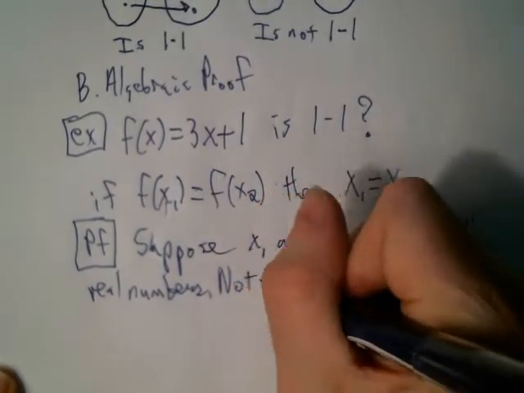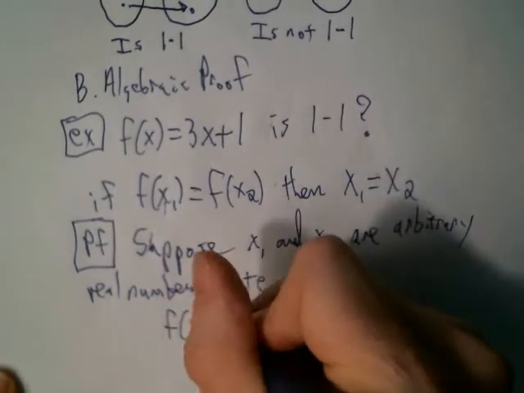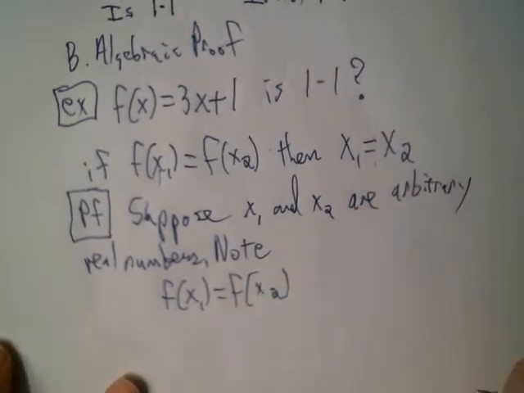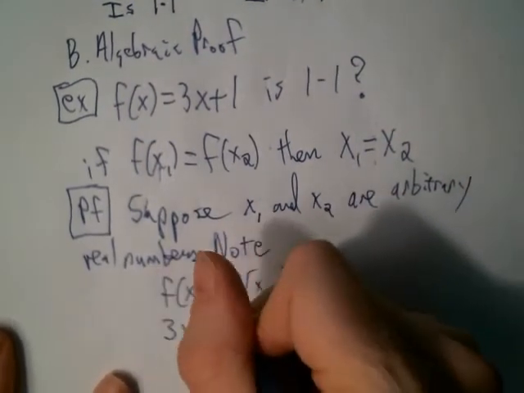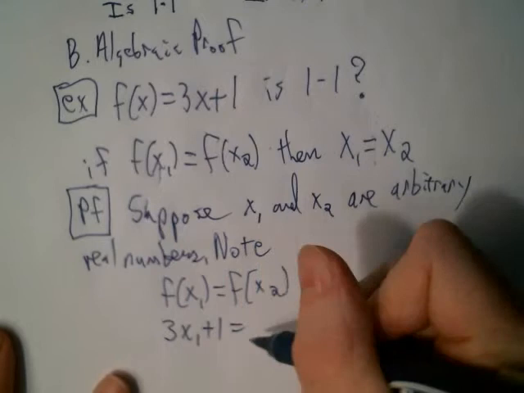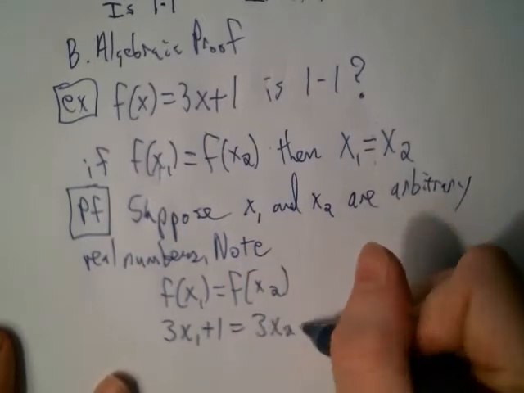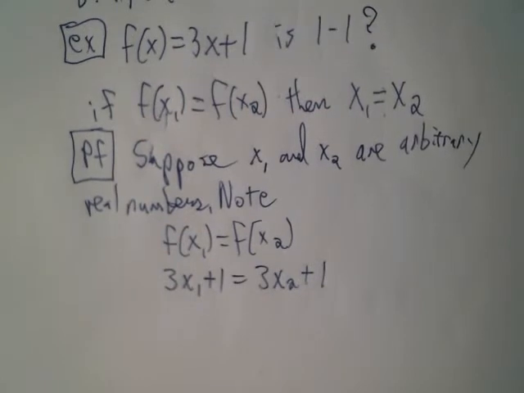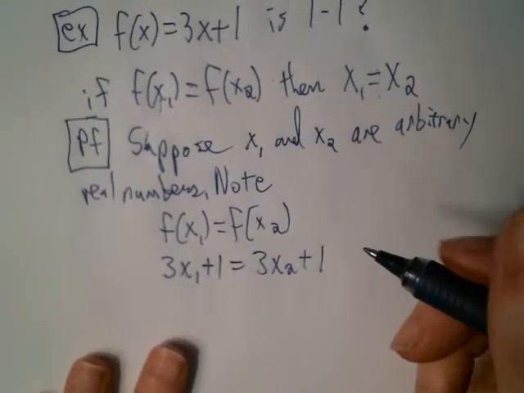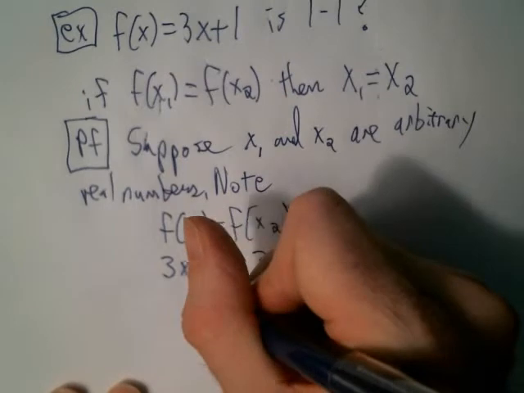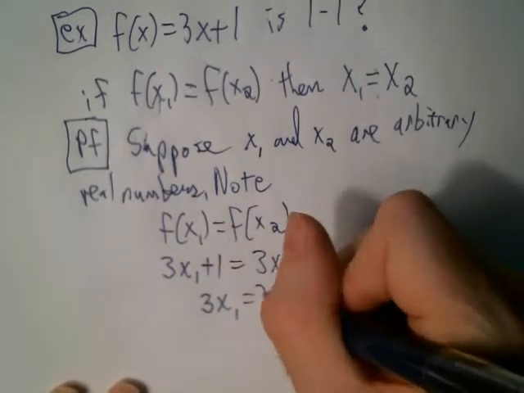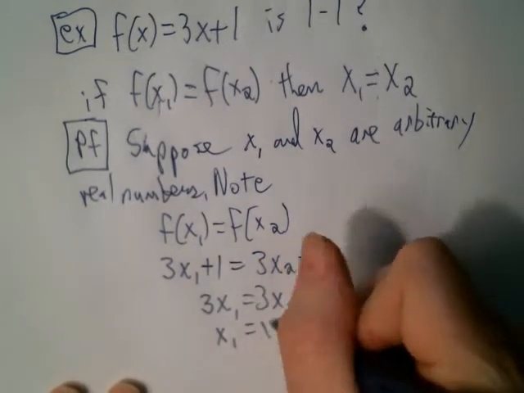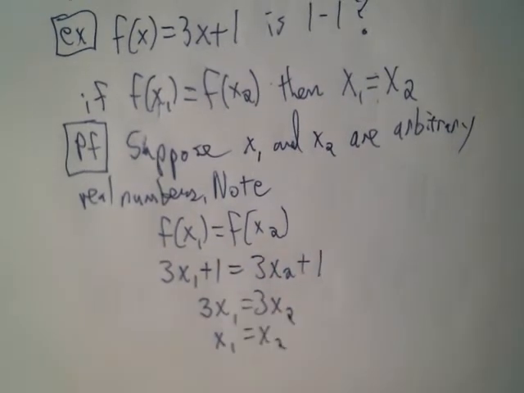Note then f of x1 equaling f of x2 suggests, I just do a substitution, that 3x sub 1 plus 1 equals 3x sub 2 plus 1. And our goal is to show algebraically that x1 and x2 are the same. So you subtract 1 from both sides, you get 3x1 equals 3x2. Divide by 3 on both sides, x1 equals x2. And that's what we wanted to show.